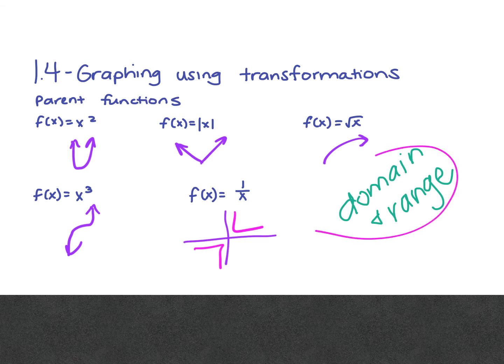You're going to have to find domain and range of all these. So like the question that we practiced at the end of the notes yesterday, it's going to say find the parent function, describe the transformations, and then graph it, and then give me domain and range.